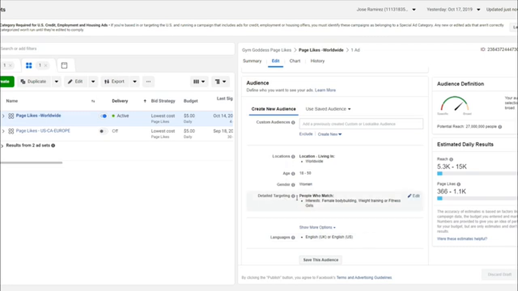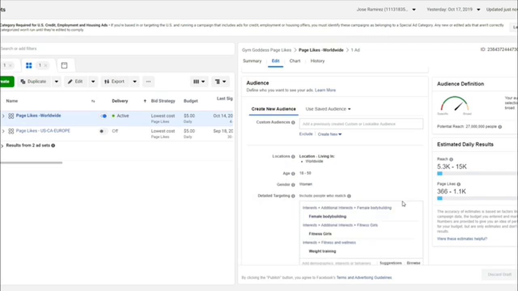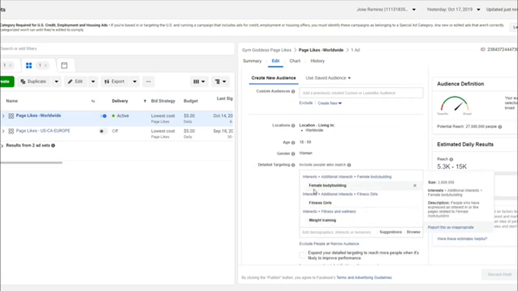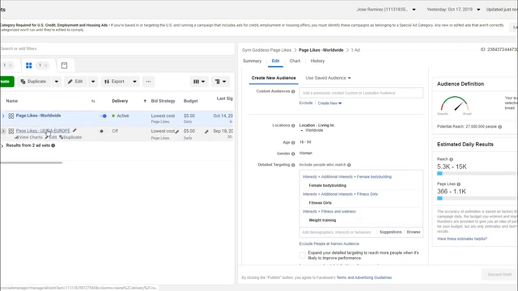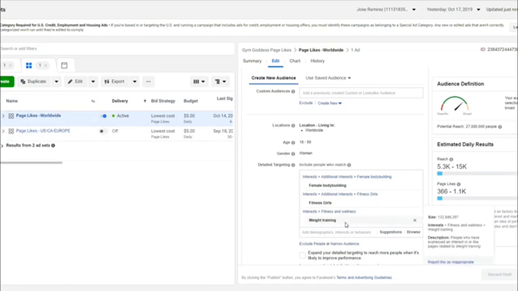And we have the detailed targeting section, which is the most important section. We have female bodybuilding, fitness girls, and weight training. Now this detailed targeting section is really different from this one, and that's because we want to keep it a little bit broad to get people to like our page for a very low cost. You do not want to go out there and buy a bunch of fake likes to get to 10,000 likes.